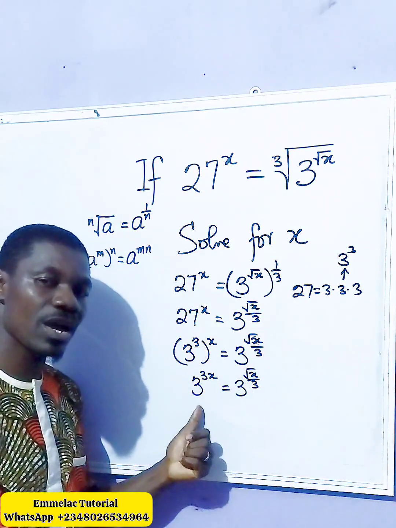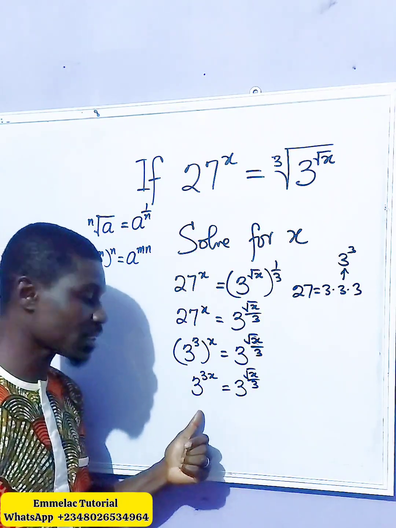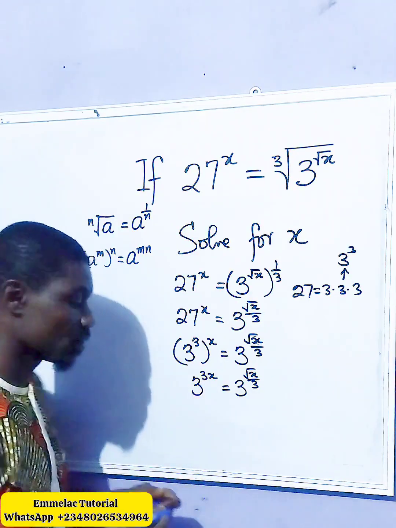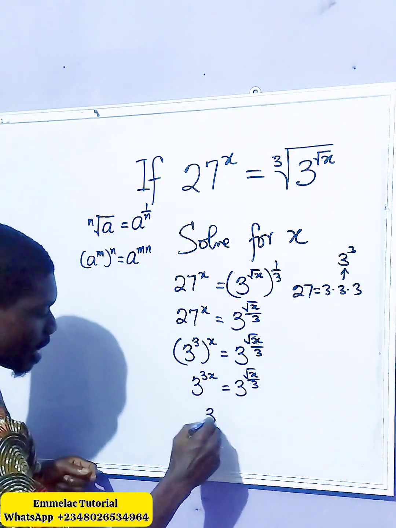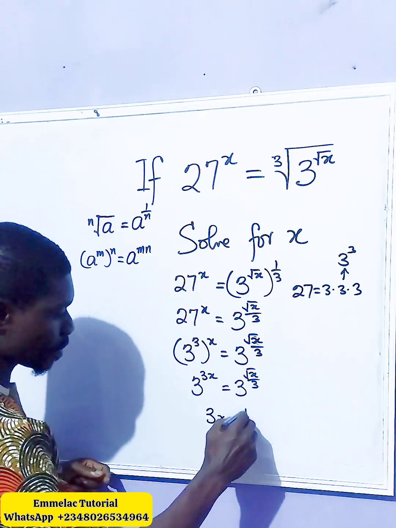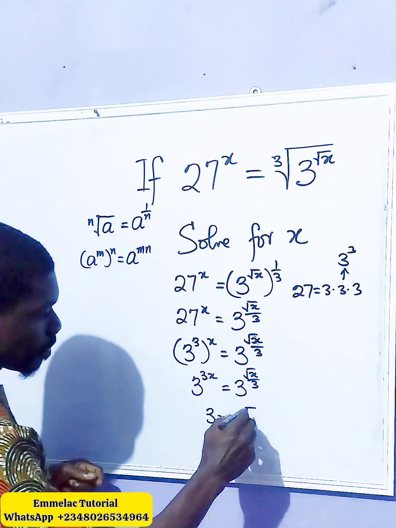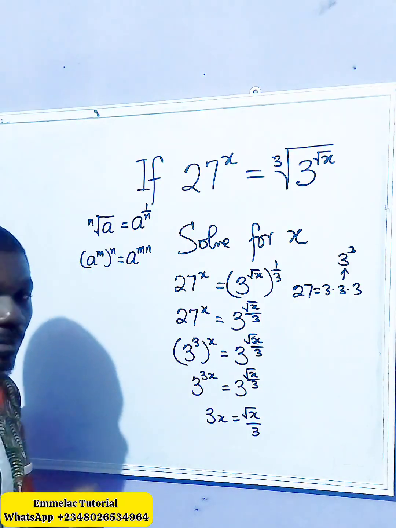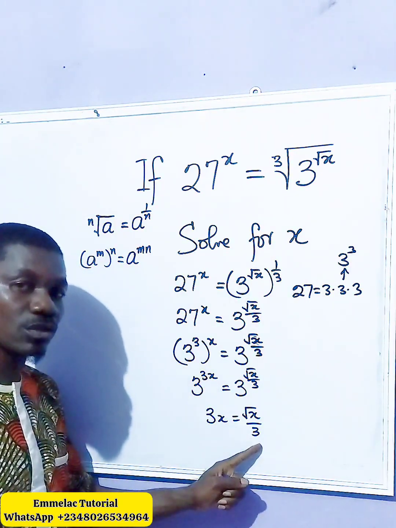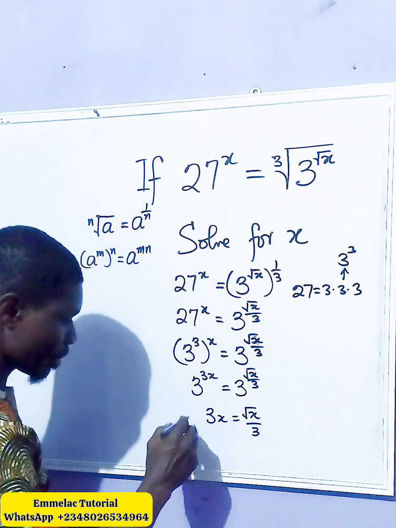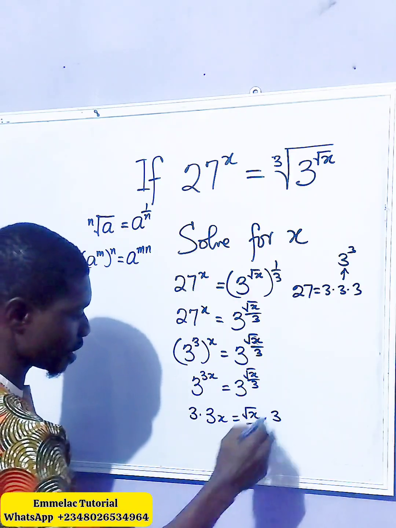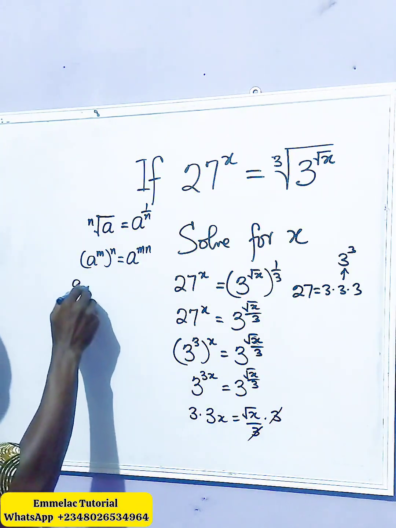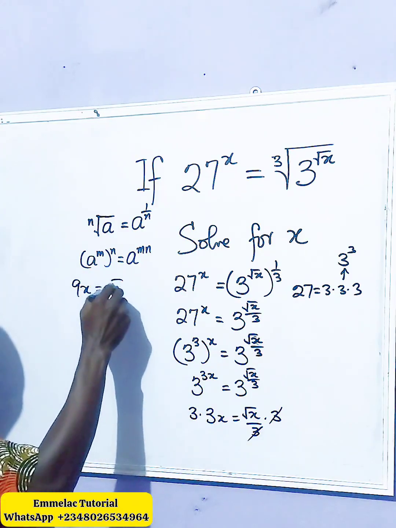Now, since we have a common base on both the right hand side and the left hand side, it implies that we need to equate the exponents. So 3x will be equal to the square root of x all over 3. Let us multiply both sides by 3 so that we can undo the denominator 3. So we have 3 here and 3 here, which will eliminate the denominator. Then we are left with 9x equals the square root of x.